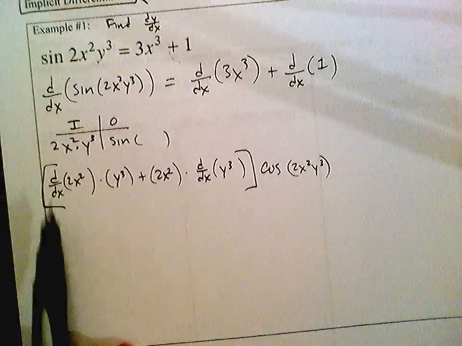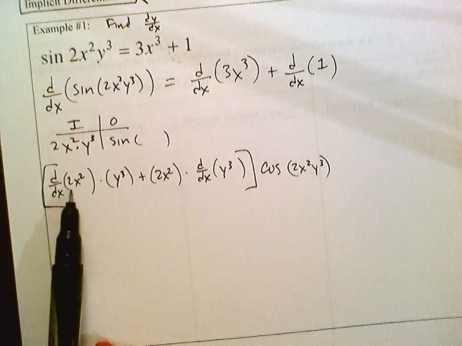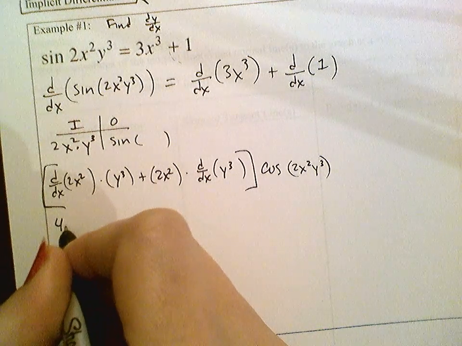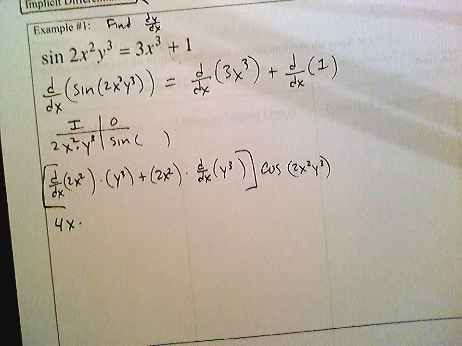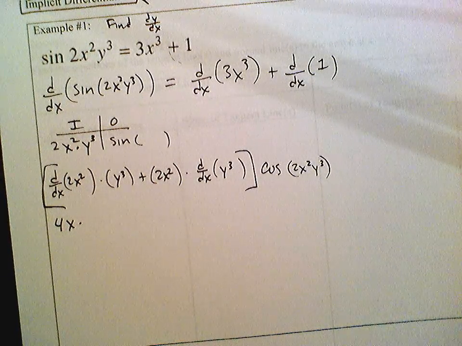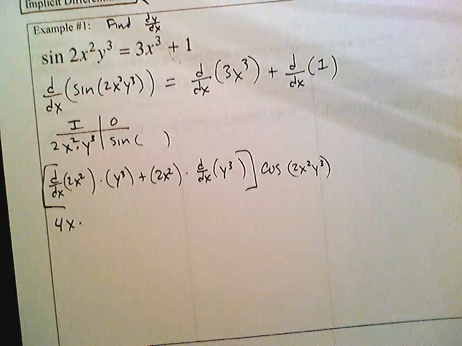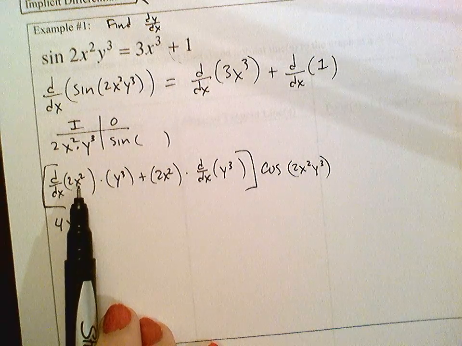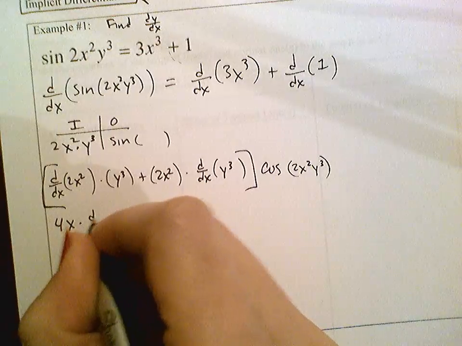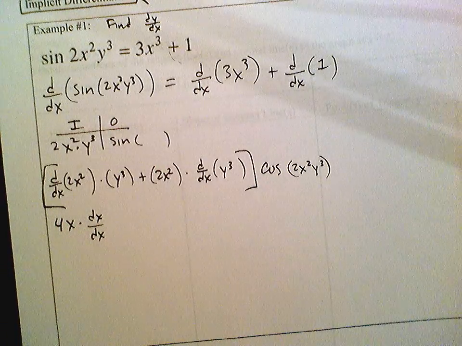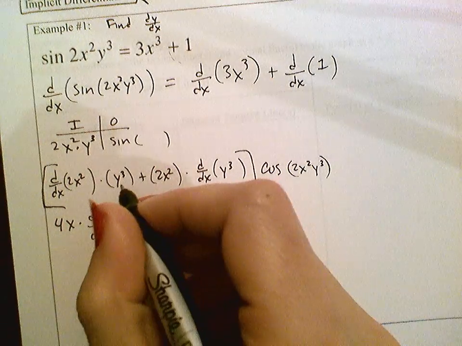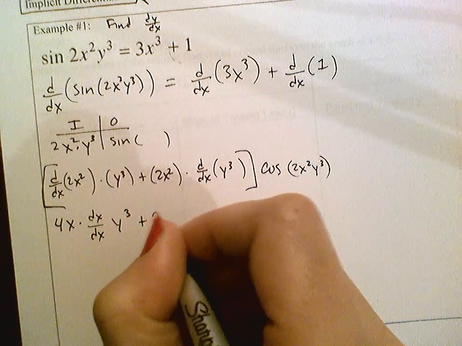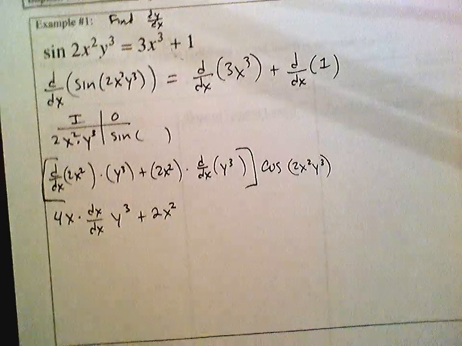So we're going to do the derivative of the outside function, which is 2x squared. So that derivative is just 4x times the derivative of the inside function. When you're doing implicit differentiation, the inside function is just the variable. So the derivative of x is dx dx. And then you just bring down the y to the third. Plus, bring down the 2x squared.